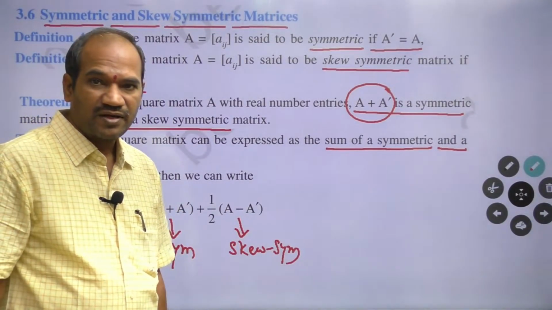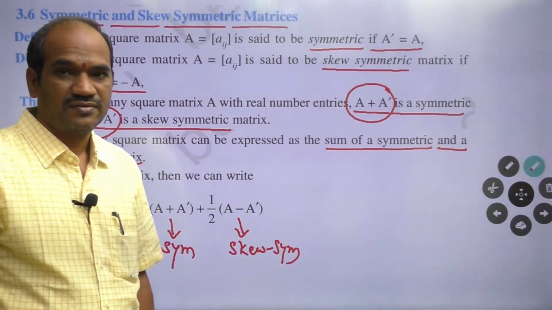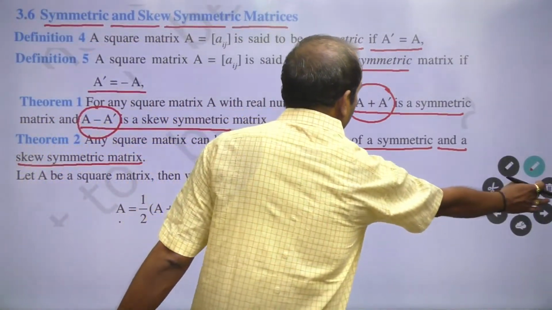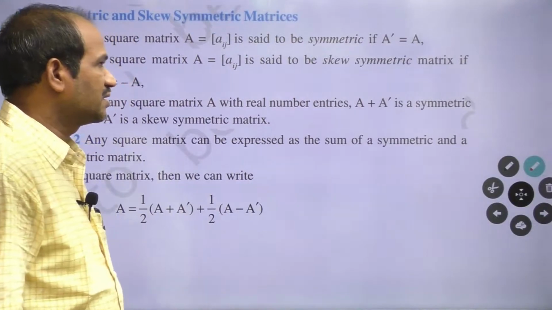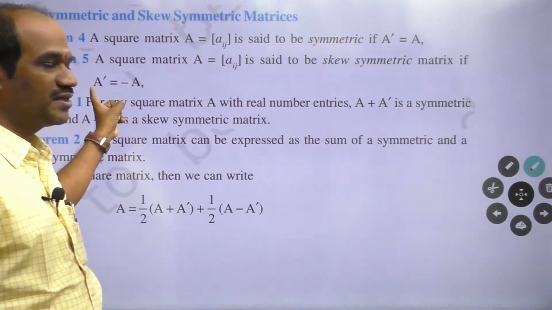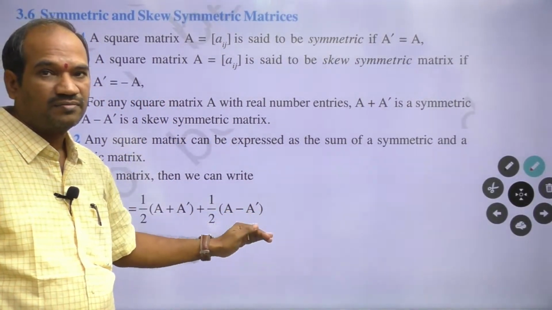This is the result. This result is important, the second one. Write this one time. Symmetric matrix is A dash is equal to A. Skew symmetric matrix is A dash is equal to minus A. Next, this property. Write one time.